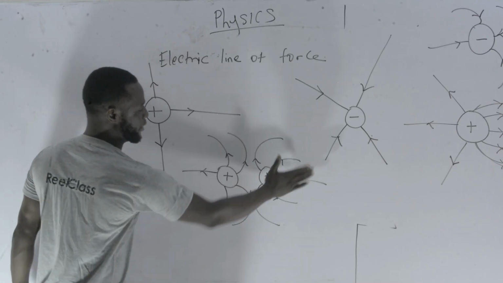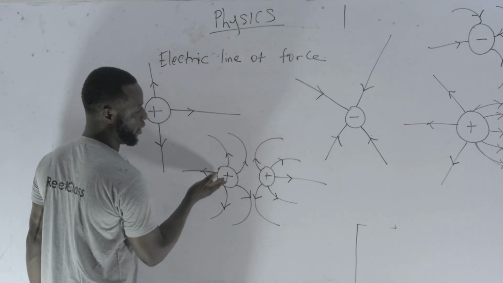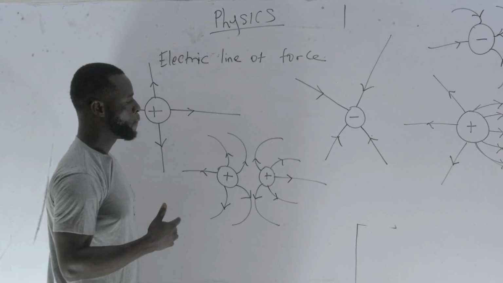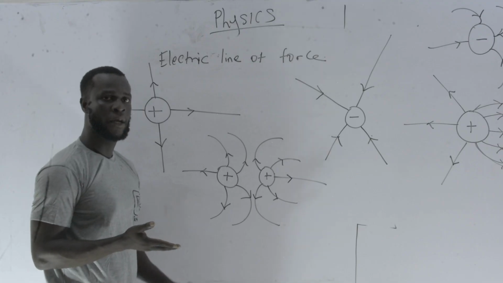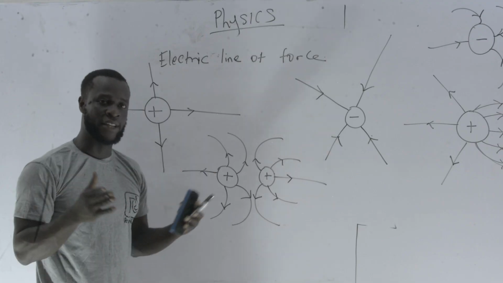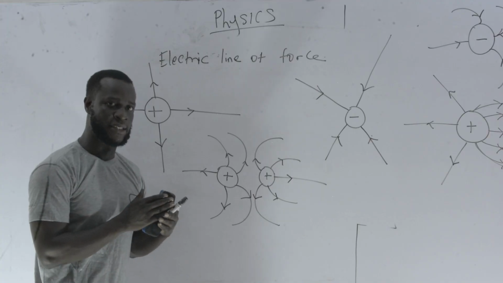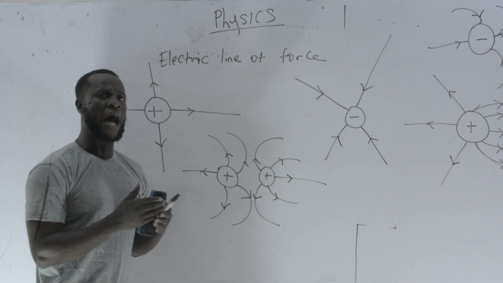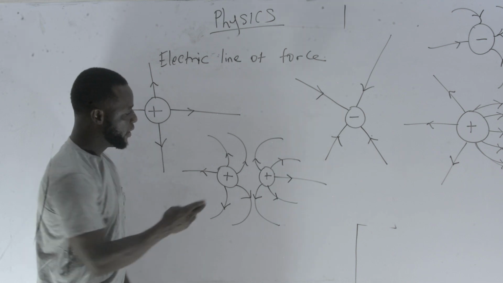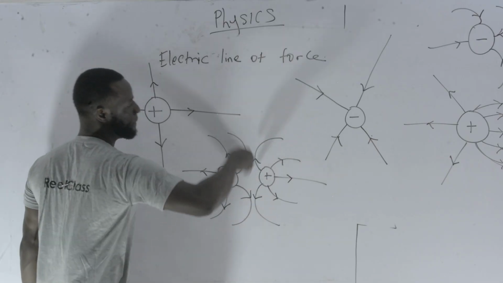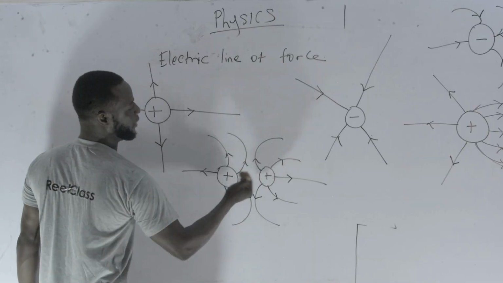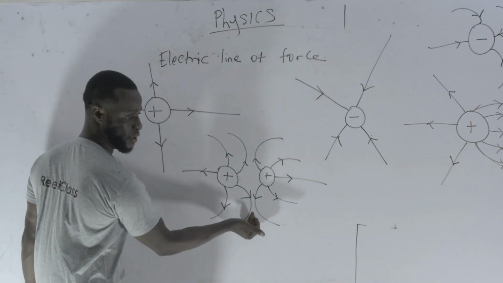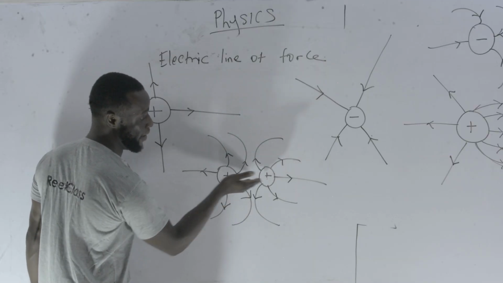Now, this is two positive charges brought close to each other. Recall that we said in our previous class that one of the fundamental laws of electrostatics states that like charges will repel and unlike charges will attract. These are like charges. You see the way the electric line of force are pulling away from each other. They are not touching each other. So two positive charges will repel each other.